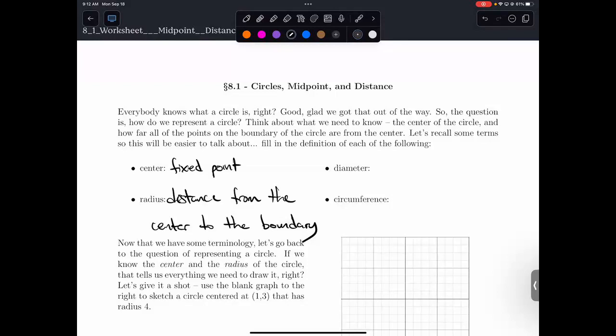Some other terminology that we might see. What's the diameter? Distance from side to side. Double the radius, distance from side to side passing through the center, right? It has to be through the widest part of the circle. You can go from side to side in a sense down here, but that's a chord. It's not the diameter because it's shorter. The diameter is twice the radius. So that's how those are related.